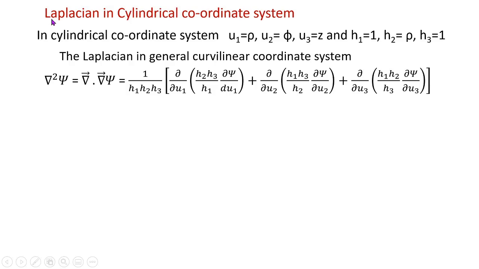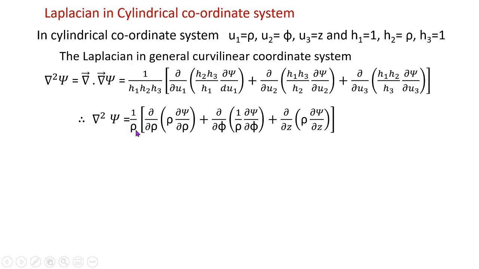Now let us derive the Laplacian in the cylindrical coordinate system. The cylindrical coordinates are rho, phi, z. Therefore, u1 is equal to rho, u2 is equal to phi, u3 is equal to z. And the three scale factors are h1 is equal to 1, h2 is equal to rho, h3 is equal to 1. Substitute these values in this expression of the Laplacian in general curvilinear coordinates. Here h1 is 1, h2 is rho, h3 is 1. Therefore, this is 1 upon rho.